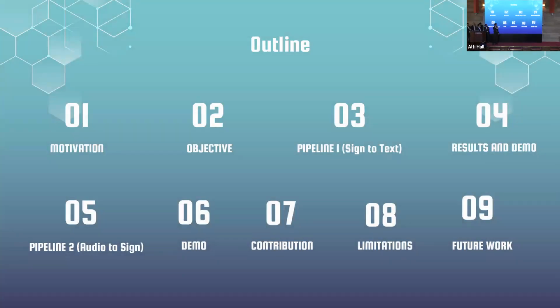Okay, so through our presentation, first we will discuss our motivation and objective, and then we will explain our two pipelines, of course, providing some examples and demonstrations. And finally, we will talk about our contribution, limitations, and future work.